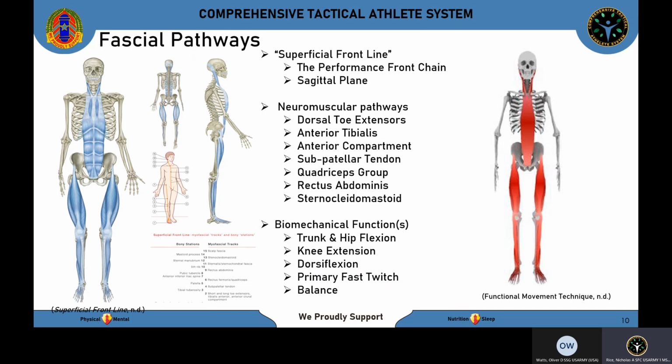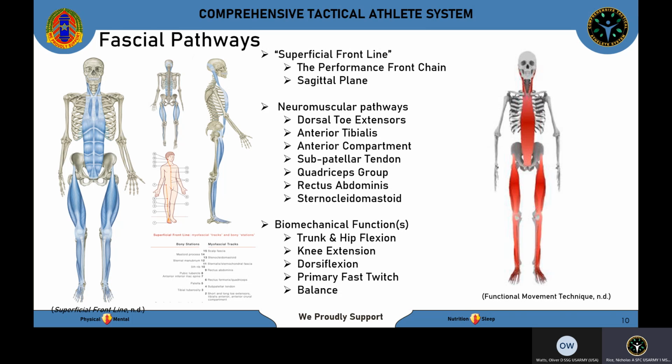They're deferring to you, Sergeant Watts. What is it? Extension and flexion. There you go. So flexion and extension.